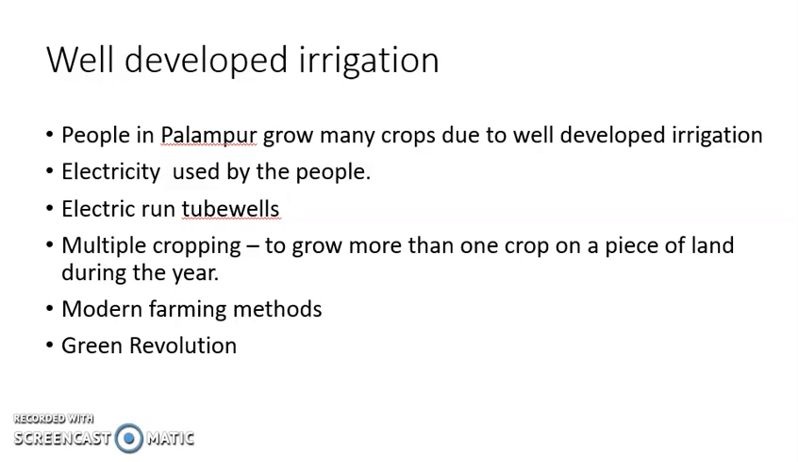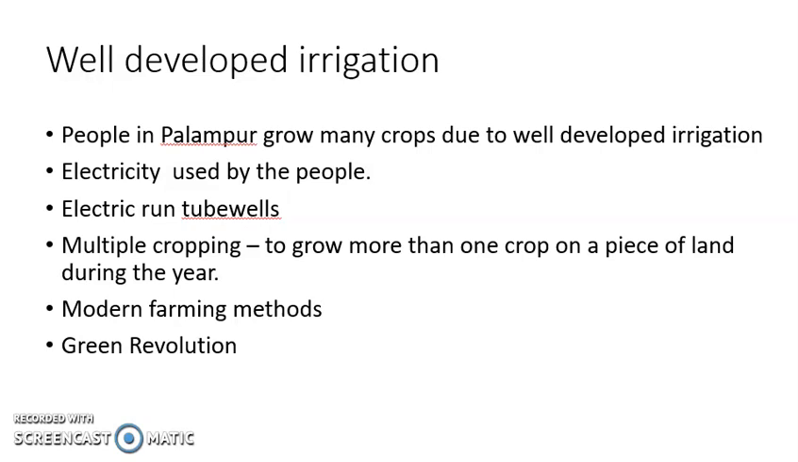And people depend upon electric run tube wells in large areas or large fields, where they can effectively cultivate many crops. And first in Palampur, the electric run tube wells were installed by the government. Later, many private individual farmers, with their own money, started setting up private tube wells. So tube wells are one of the important features of Palampur farmers. Because of these tube wells, they could irrigate and cultivate around 200 hectares. So irrigation is one of the important factors in cultivation, and through this irrigation they can cultivate more fields.